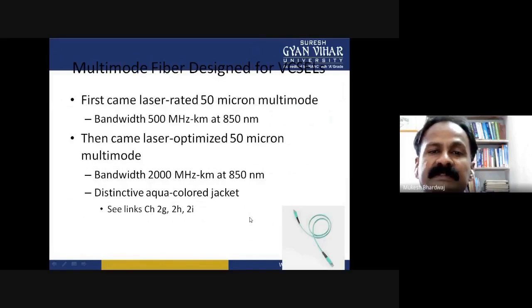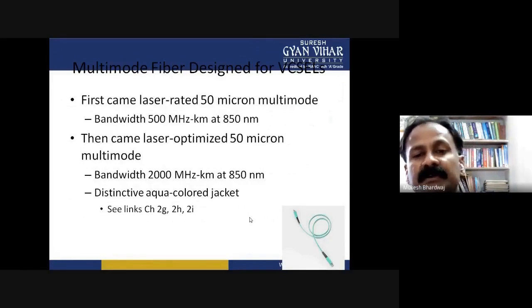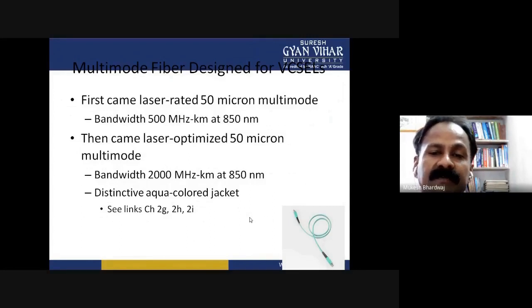Multimode fiber designed for VCSELs. First came laser rated 50 micron multimode, bandwidth 500 MHz-kilometer at 850 nanometers. Then came laser optimized 50 micron multimode, bandwidth 2000 MHz-kilometer at 850 nm. It has a distinctive aqua colored jacket.